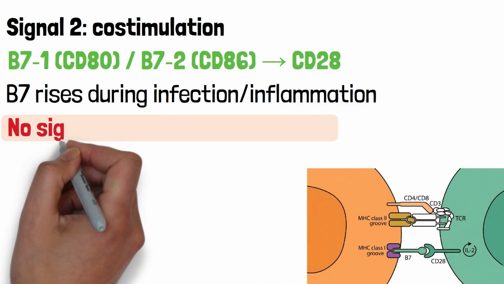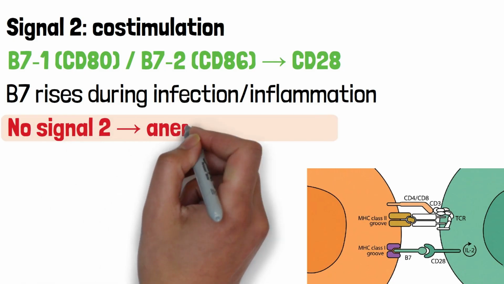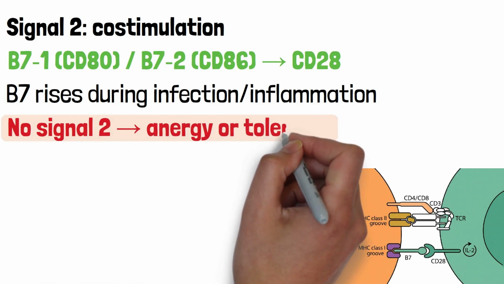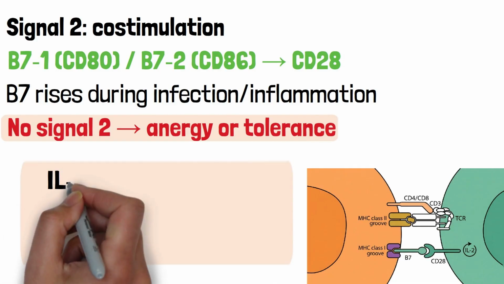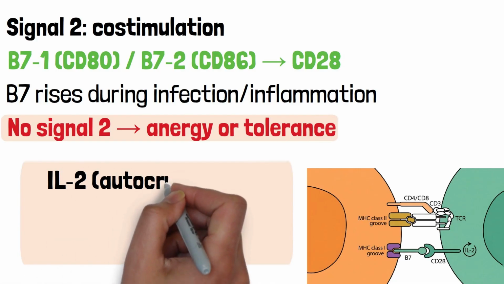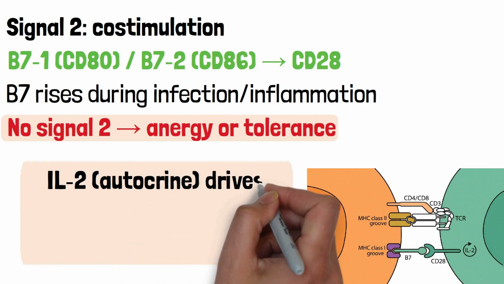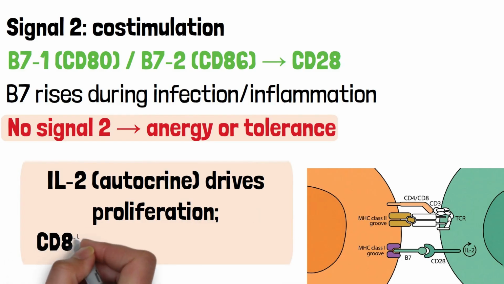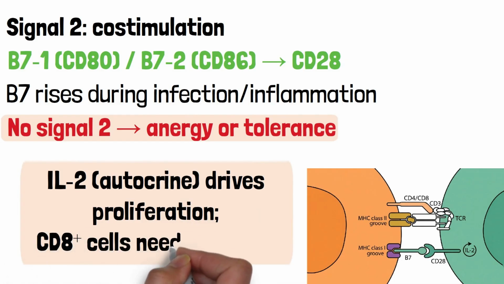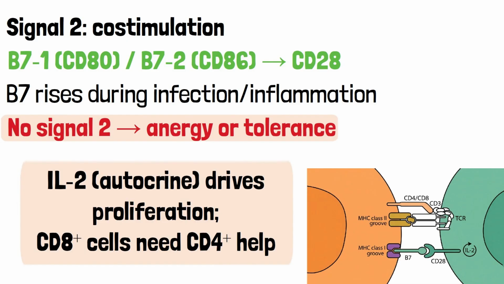If that second signal doesn't happen, the T cell doesn't just do nothing, it becomes anergic or tolerant, essentially shut off to that antigen going forward. When both signals do occur, the T cell makes its own IL-2 and drives its own proliferation. And here's the high-yield detail: CD8 T cells can't fully differentiate on their own. They depend on help from CD4 cells to get there.